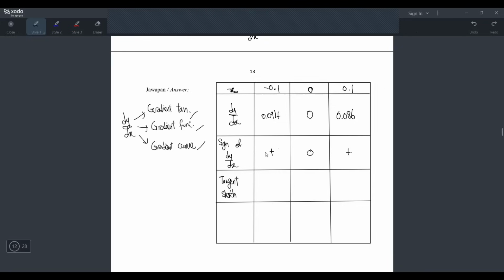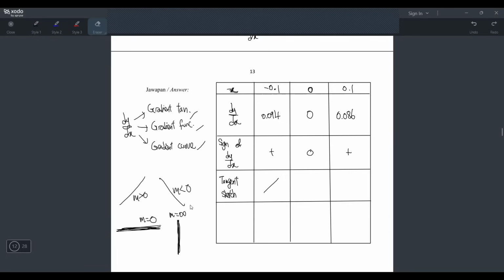So if your dy dx is positive, it means your gradient tangent is positive. It means when you sketch your tangent, your tangent line will look like this, which is going up. When your line goes down, then the gradient will be negative. If it's completely horizontal like this, the gradient is 0. And if the line is vertical like this, the gradient will be infinity.